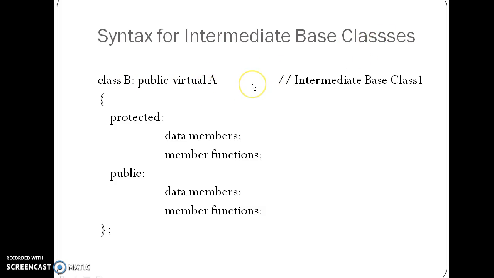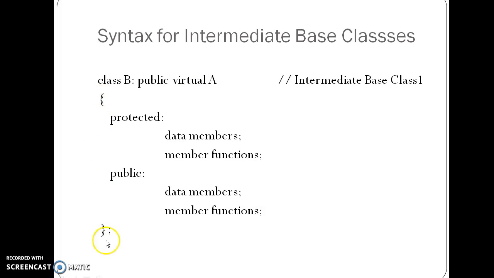As there is more than one intermediate base class, I am repeating this concept: we are making the grandparent class virtual, but while defining the intermediate base classes, not while defining itself. So remember this. This is the syntax for class B, the name of the intermediate base class, colon, the public keyword is there, and as I said, the virtual keyword we need to put, which is put to make the grandparent class A virtual.